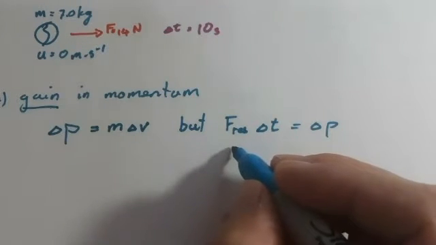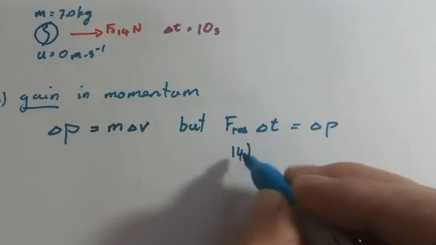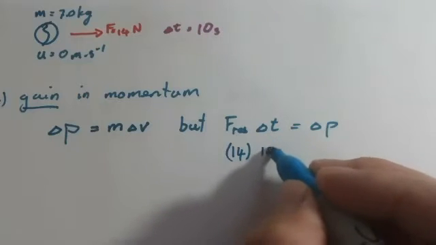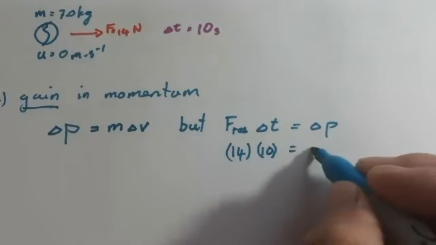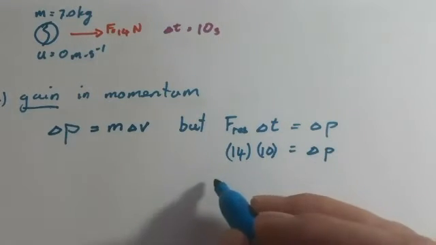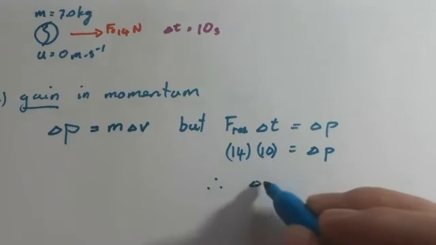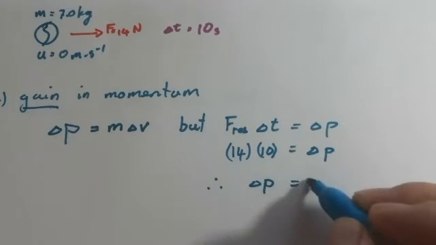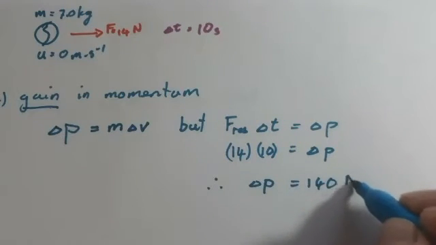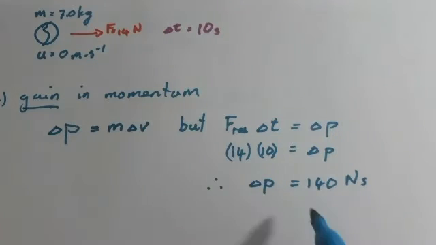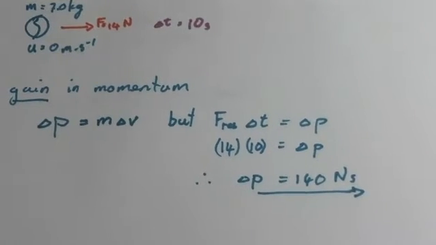So substituting my values, 14 times 10. So the change in momentum, and I'm just going to do it in the proper way, is 140 Newton seconds. So that is the change in momentum. Remember, change in momentum is equal to the impulse.